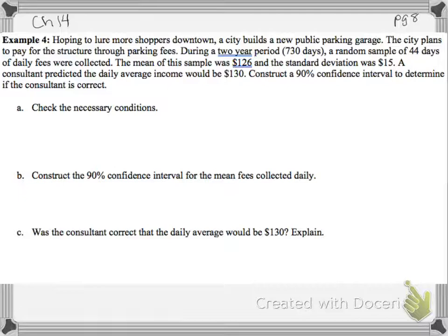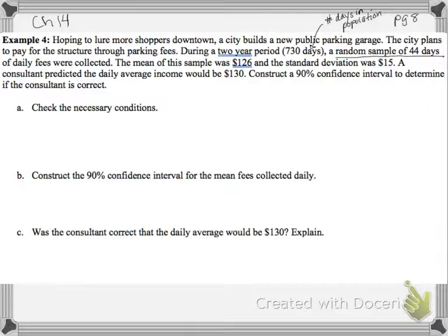Hoping to lure more shoppers downtown, a city builds a new public parking garage. They plan to pay for the structure through parking fees. During a 2-year period, or 730 days, a random sample of 44 days, so that's my sample information, of daily fees were collected. So that means that this extra number right here is the number of days in the population. That number is there only so that we can check if our conditions have been met. That's for the 10% condition.